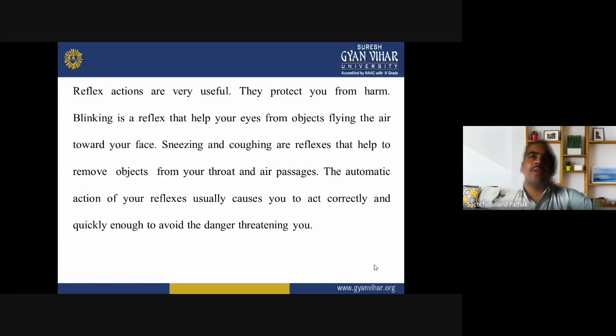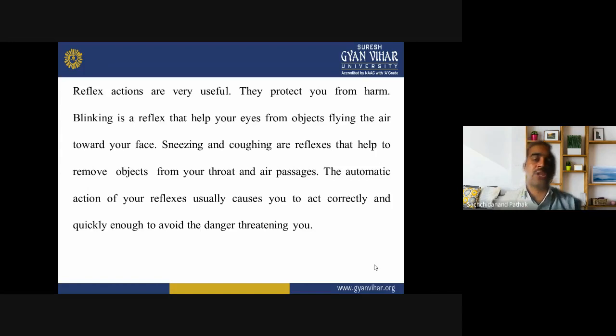When someone throws a ball at your face, when you just see it, suddenly, automatically, your hand will be raised and you will catch the ball. Or you will close your eyes when dust is blowing on your face. So yes, reflex actions are very useful. They protect you from harm. Blinking is a reflex that helps protect your eyes from objects flying through the air toward your face. Sneezing and coughing are the reflexes that help to remove objects from the throat and air passages.